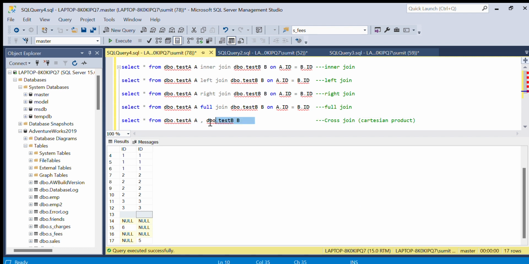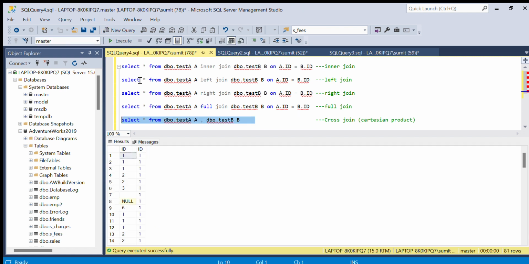Now we will check with the cross join. So cross join, as we discussed, is the Cartesian product, and it will give the multiplication of records only. So it should give 81 records. Okay, so it is 81 records we are getting.